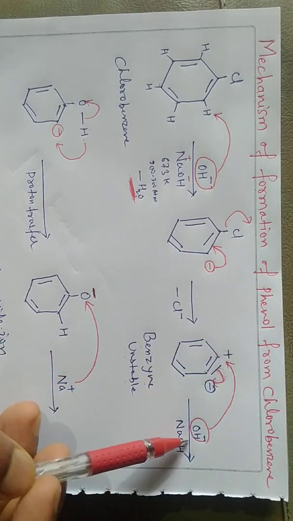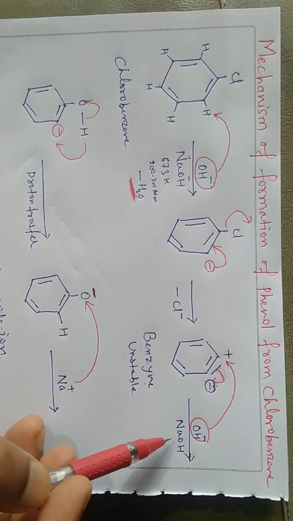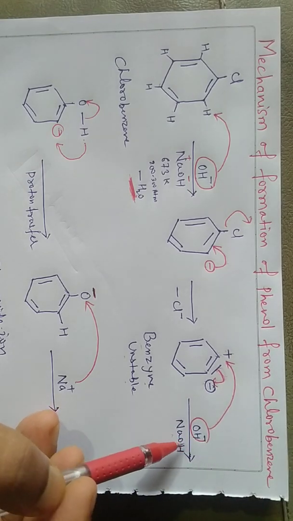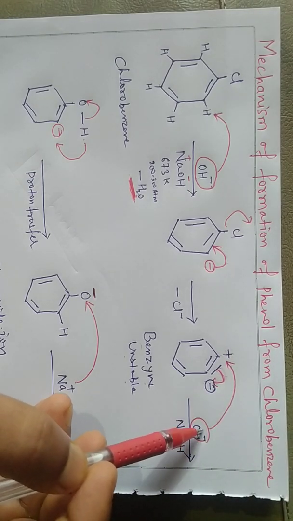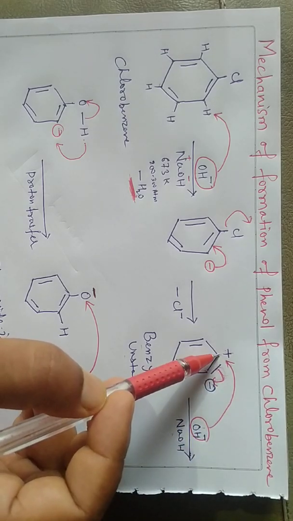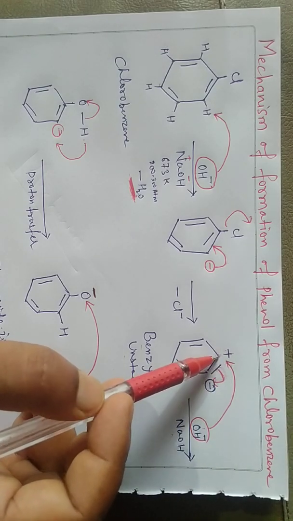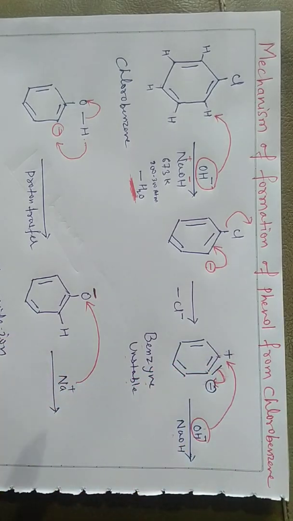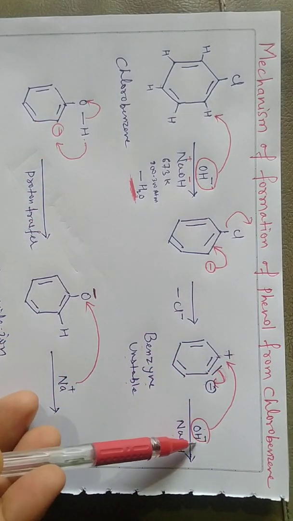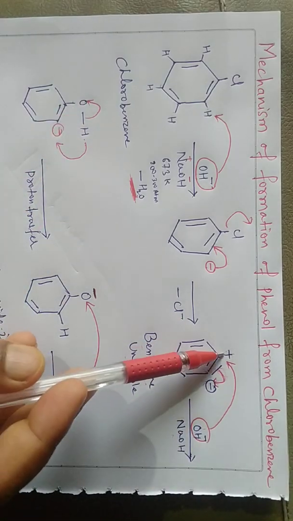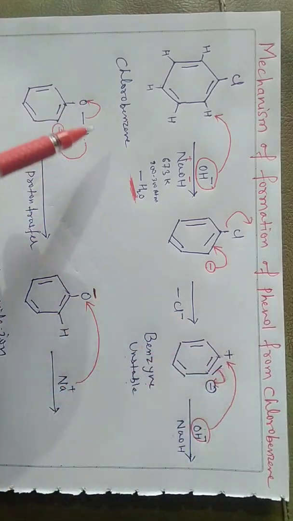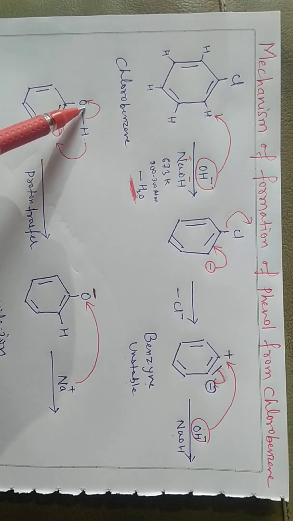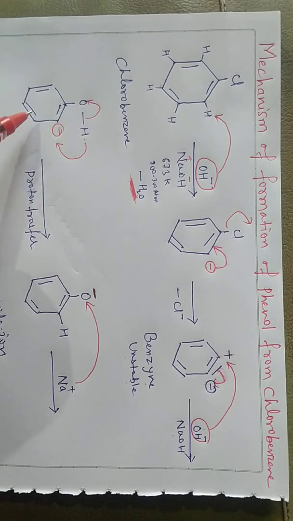Now in the meantime, another molecule of NaOH will go and OH minus will attack at that position, the positive charge, this one. So as a result, what will happen? That OH minus will attach to this position. So you can see here OH minus is shown in this ring.